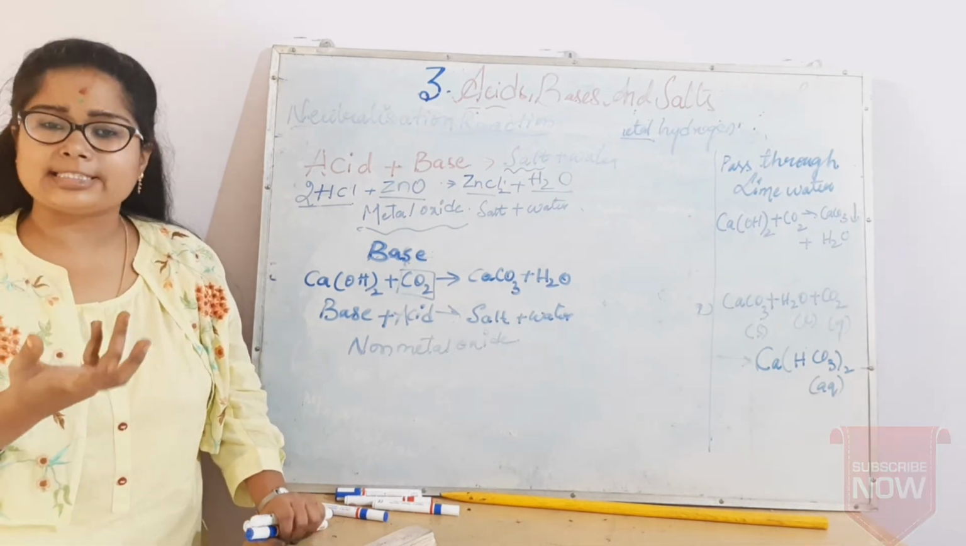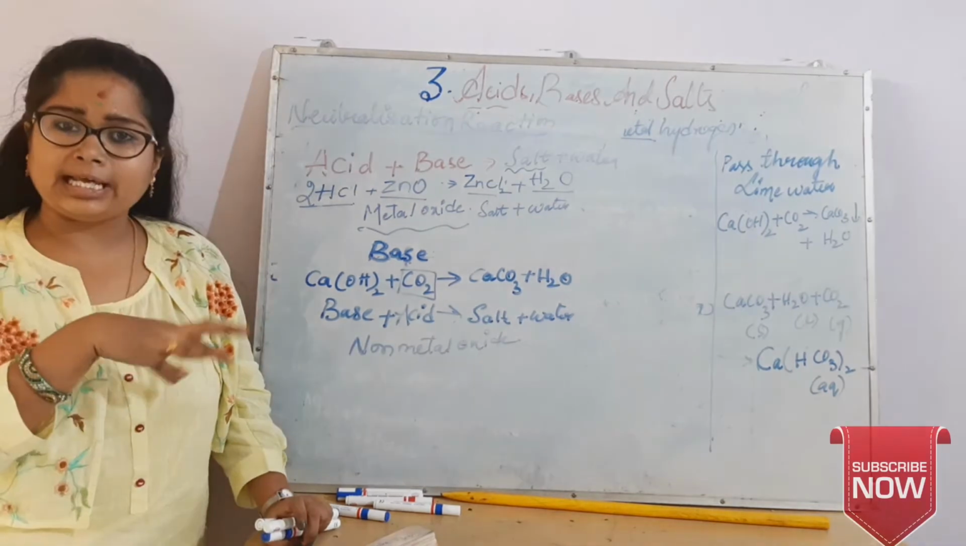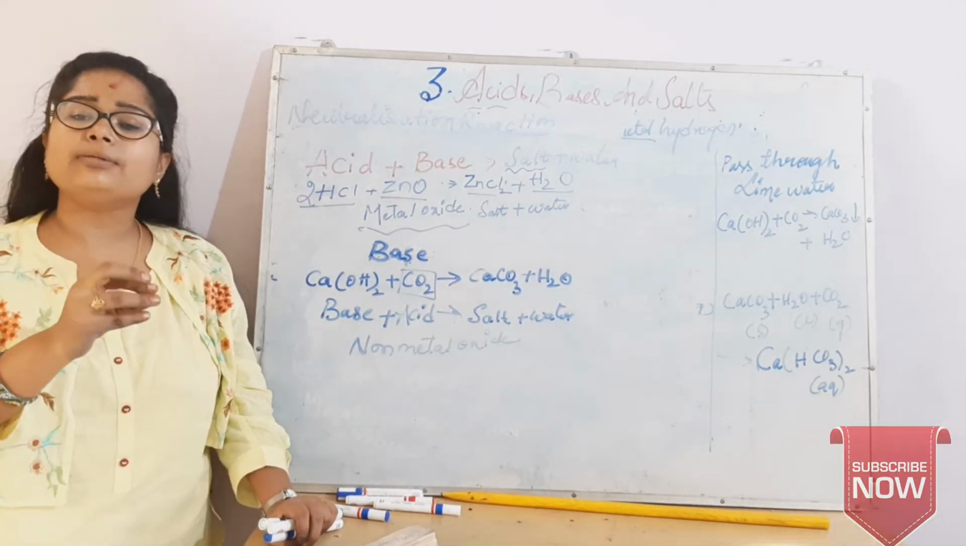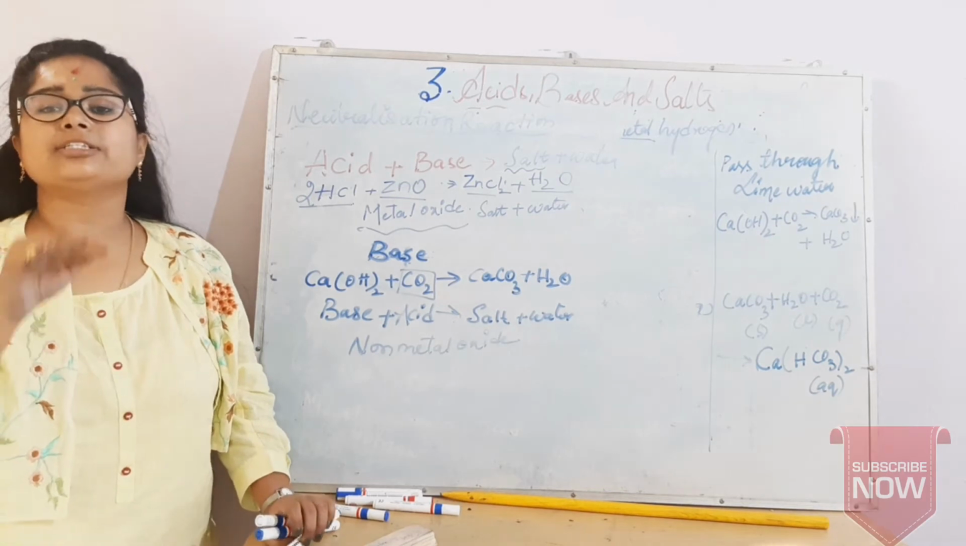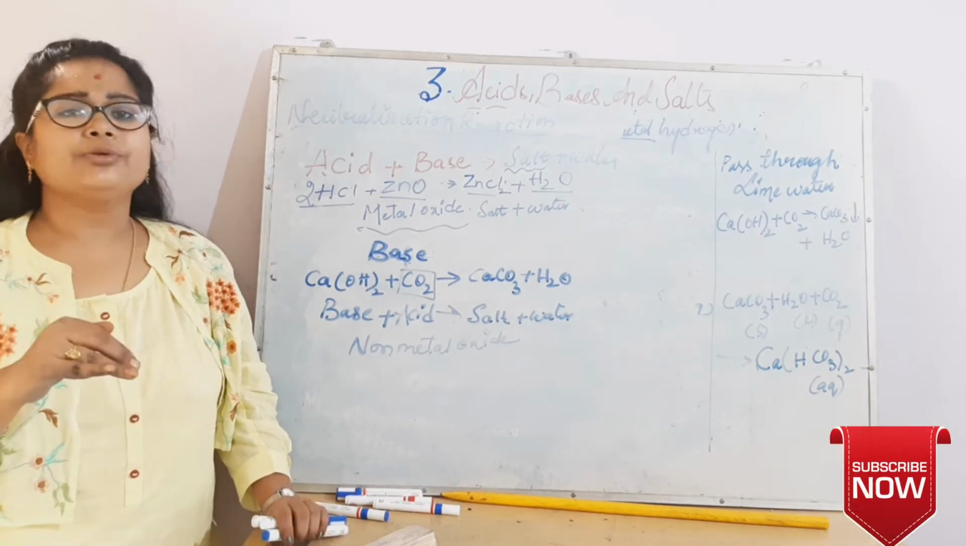To avoid that acidity, what do you need to do? You need to put antacid or Eno into it, so that it becomes what? Neutralized. The reaction which takes place is neutralization.